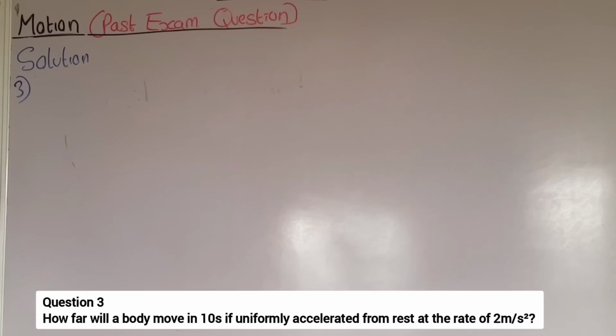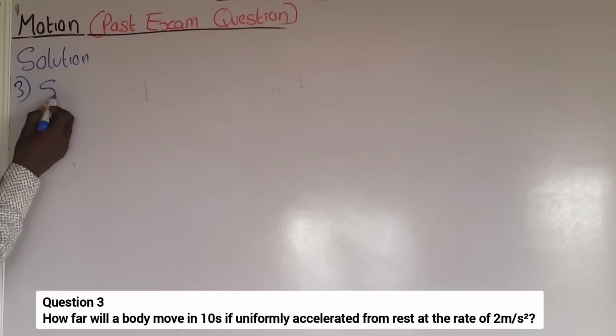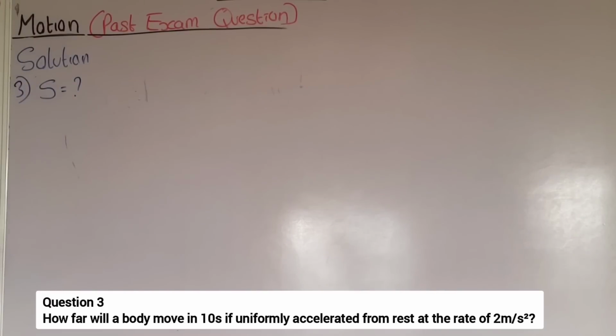Now look at the first statement. How far? How far means what is the distance? You understand? So the first parameter is what you are looking for, that is distance. Are you paying attention? Okay, how far will a body move in 4 seconds? T equals 4.